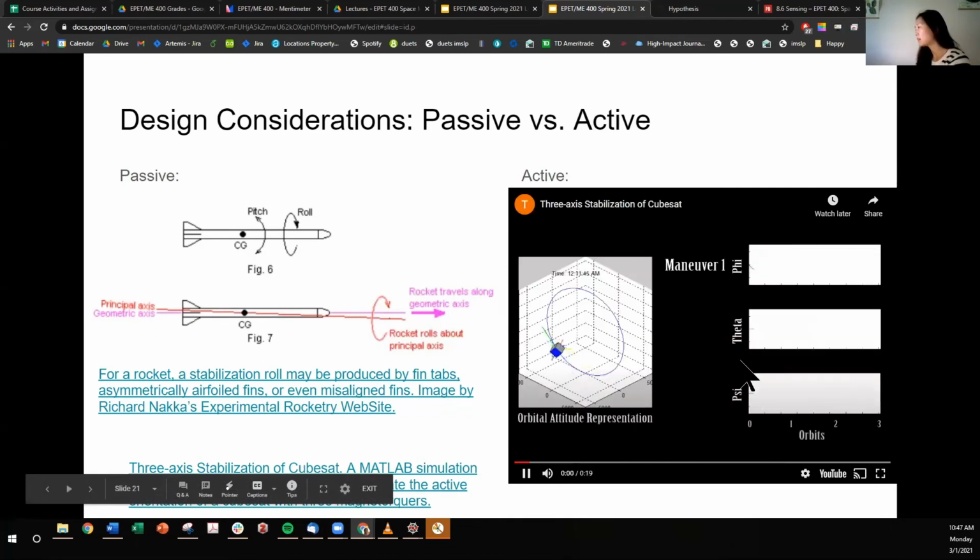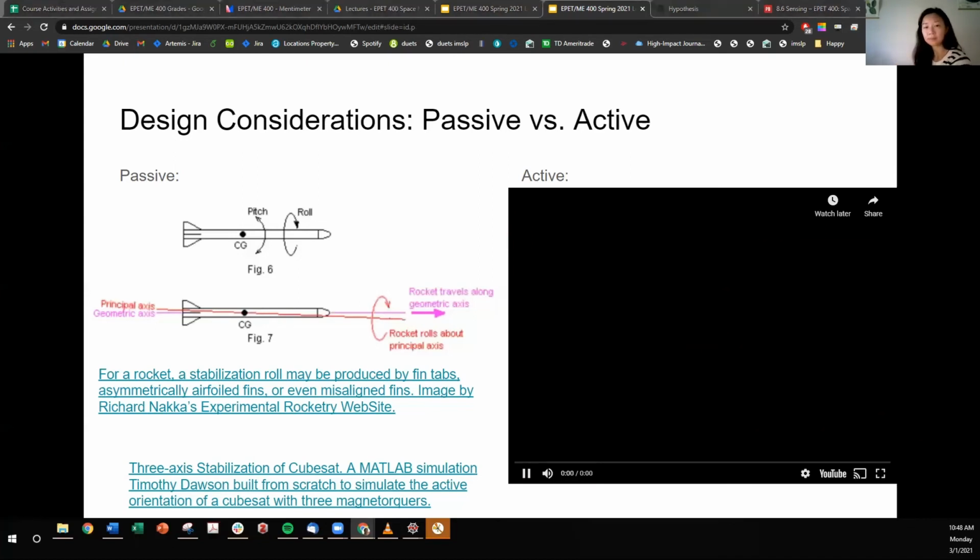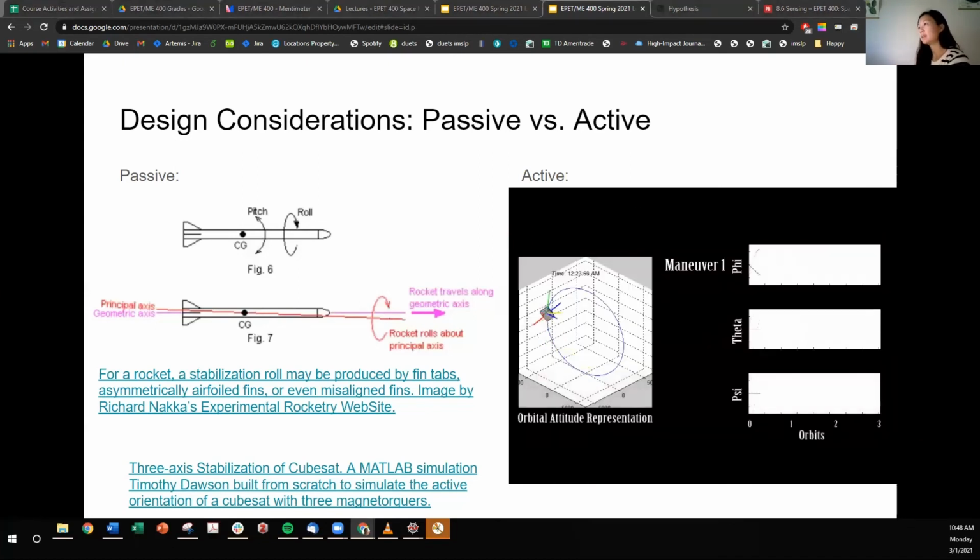So you'll see over here, the red is what the spacecraft is passively doing, the black is what you eventually want your spacecraft to be doing, and eventually the red, the real, approaches the control of your desired. That's 3 degree of freedom stabilization. Okay, design considerations, we did that.